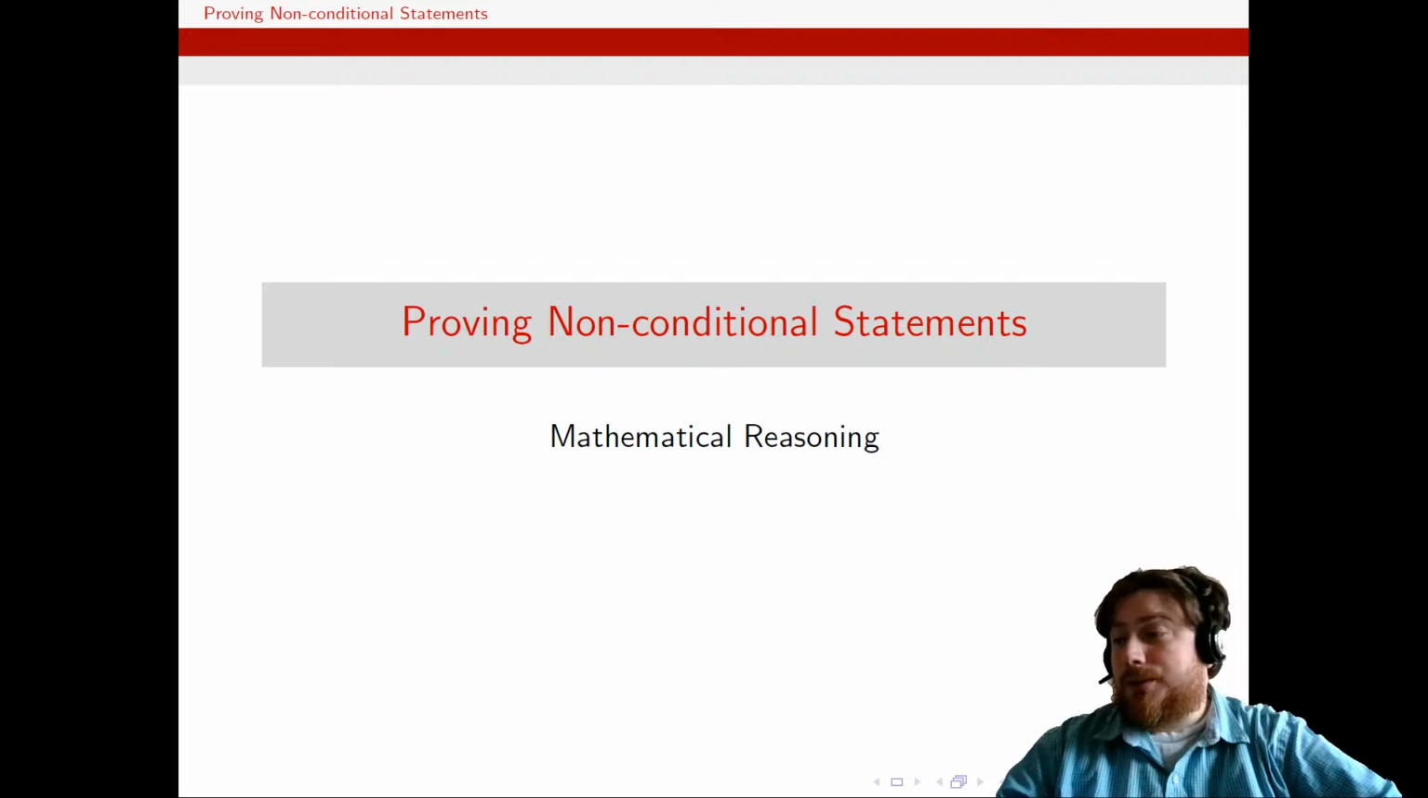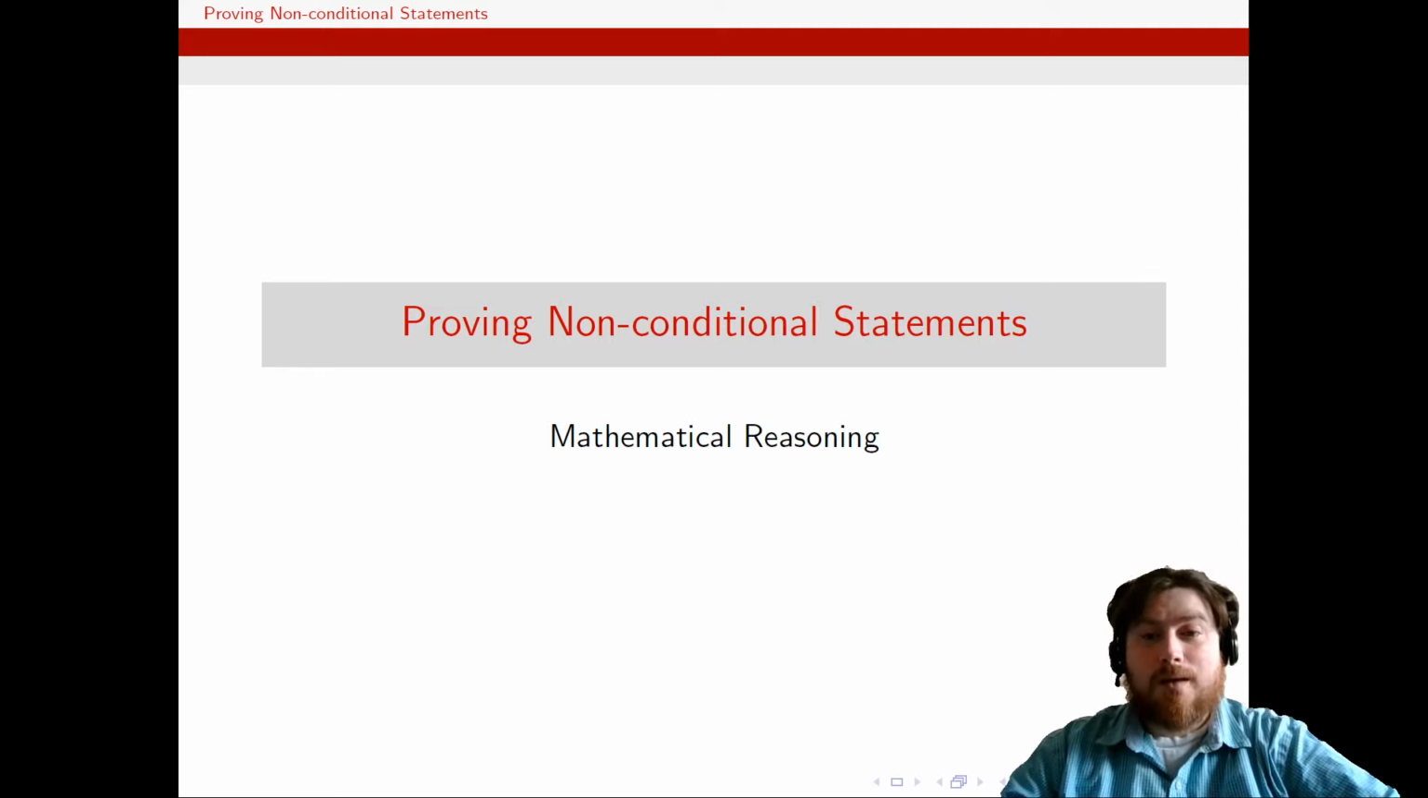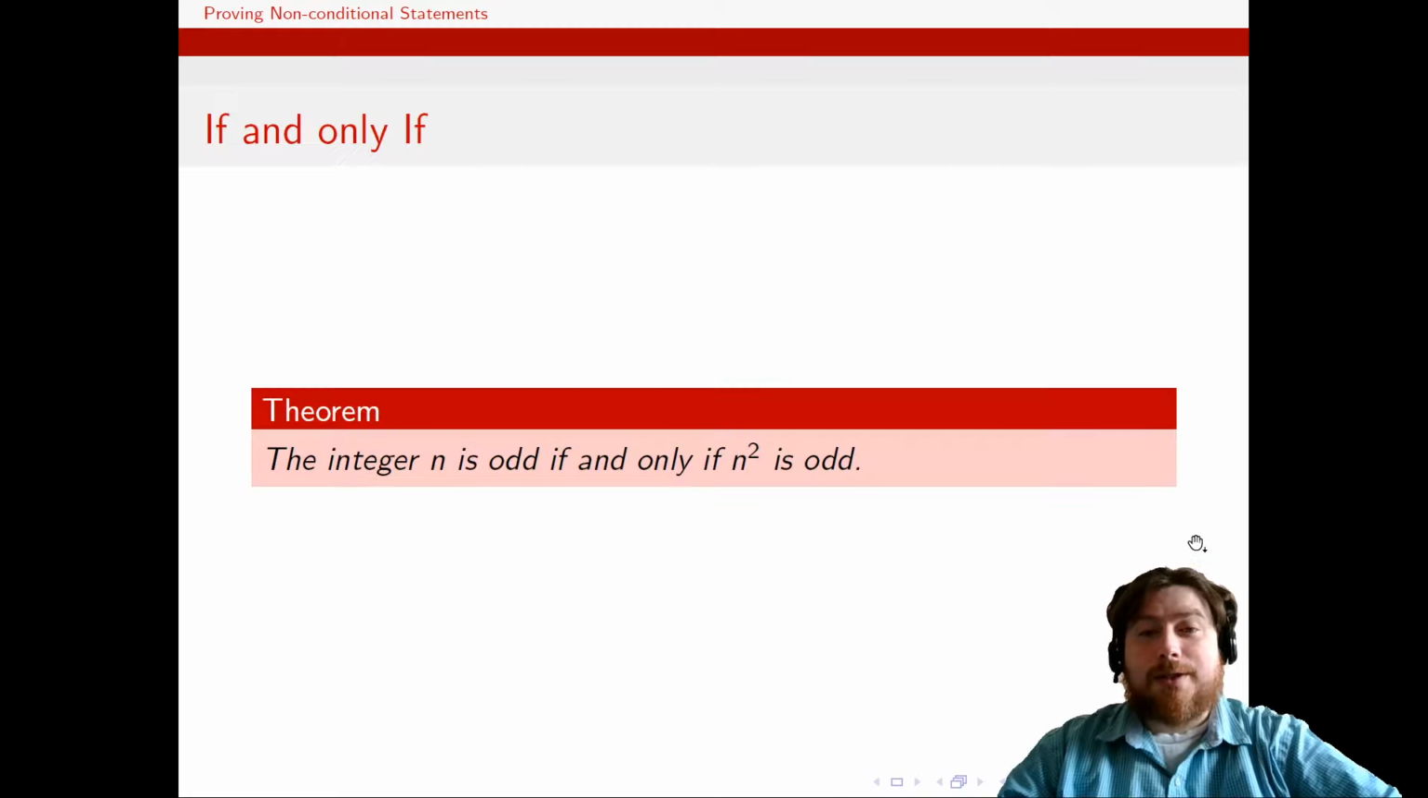Today we're going to focus on non-conditional statements. So we're going to look at things that aren't if-then statements. They're going to be statements that just say something, or there are going to be different types of options than just if-then. The first example I wanted to look at is, as opposed to an if-then, an if and only if. So what's the difference between if-then and if and only if?